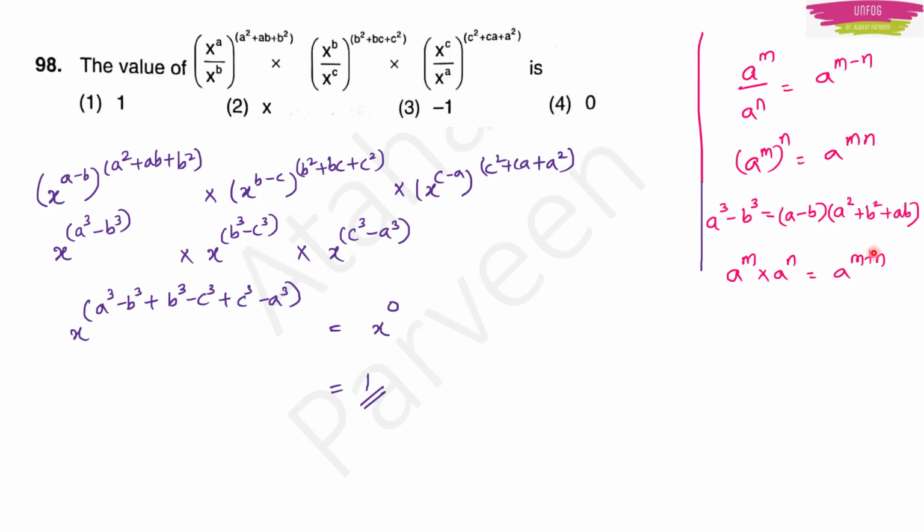Now again you apply this formula, a to the power m into a to the power n is equal to a to the power m plus n. So you have the same base, x is there, add up all the powers. You get x to the power 0, because a cube will get cancelled, b cube will get cancelled, c cube will get cancelled. When you get x to the power 0, it means that your answer is 1. So option 1 will be the correct answer.